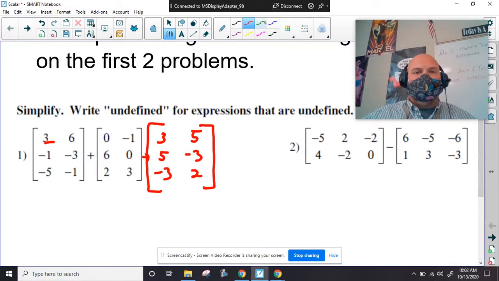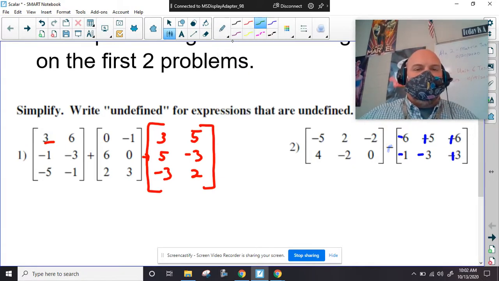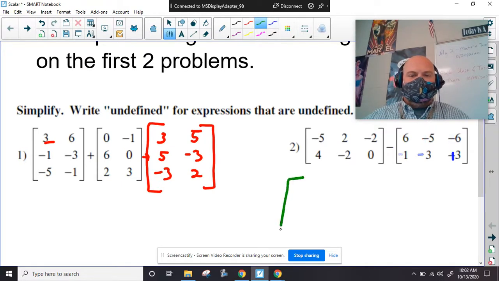Now, remember, you can distribute this negative, which changes all these signs, if you choose to do that. Or some people just do it one problem at a time. And they'll say -5 minus 6. Well, -5 minus 6 is -11.